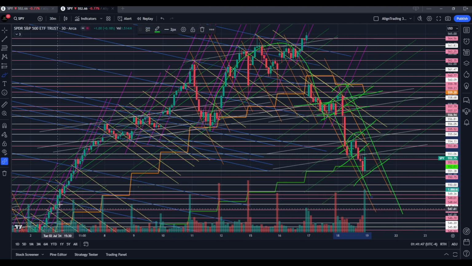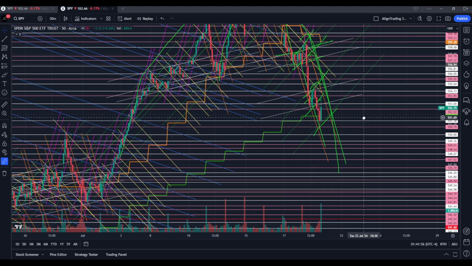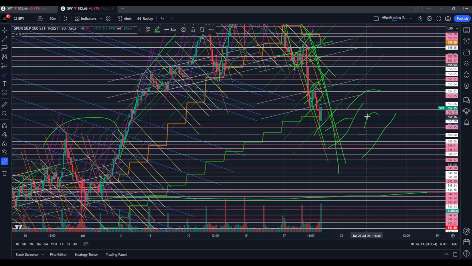Now we are still looking for this inverse cup and handle to complete right here. We can continue going lower. As you see right here, there are levels on the way down. We have liquidity right here if we want to grab that, but we could end up finishing that inverse cup down here with this green algorithm right on the way down as we continue forming head and shoulders if there are retracements along the way.